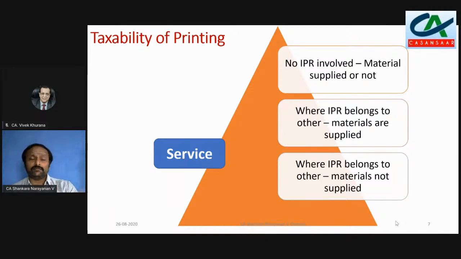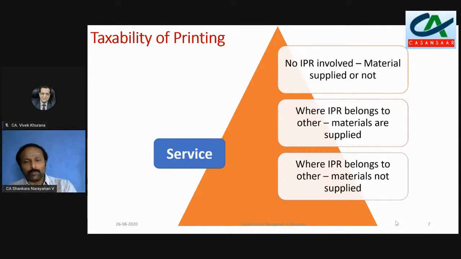A startling clarification, because we were thinking that when I print the book and give it to you, it is all my material, it is considered to be goods. But they said no, it is considered to be a service. And further they went and said, if the IPR belongs to you and you give me the materials also, meaning the paper and ink also is given by you, now I do the printing, all the more reason to call it a service, and a service being a service under job work.